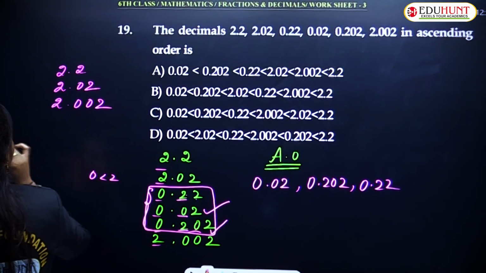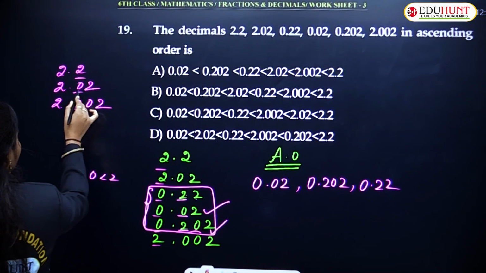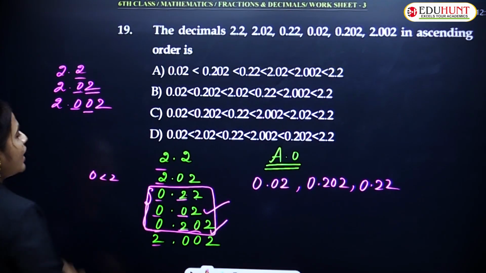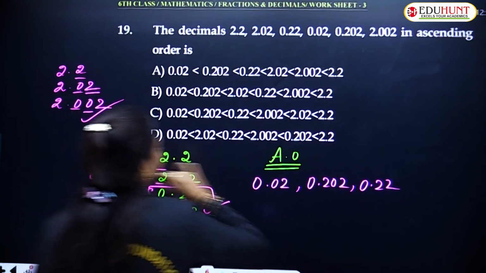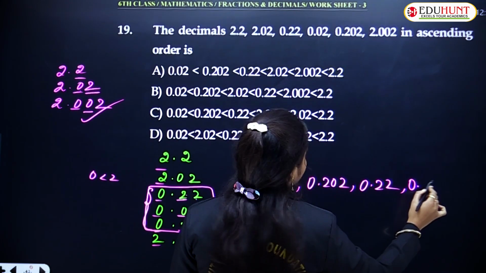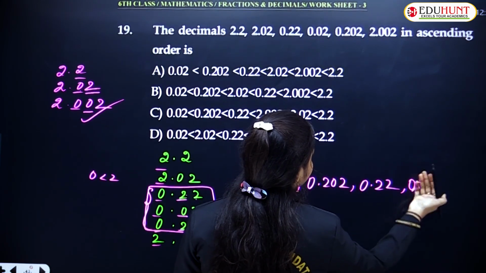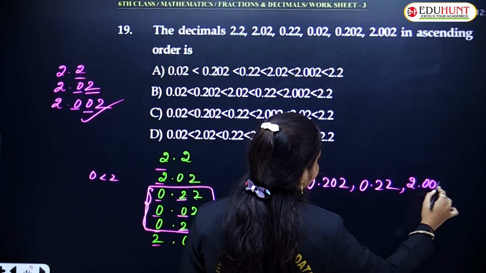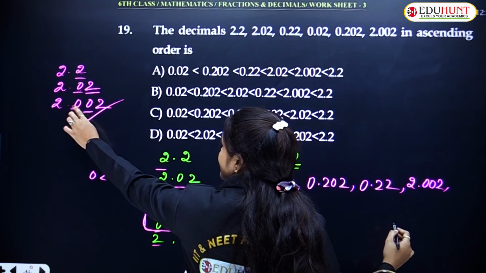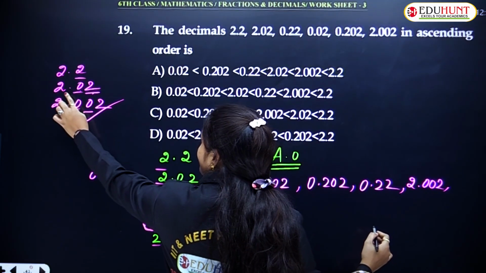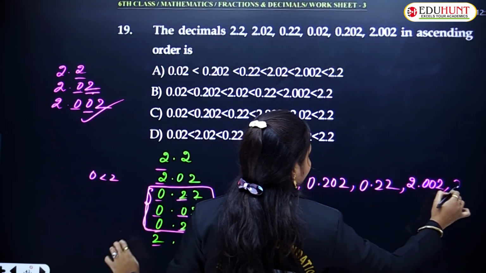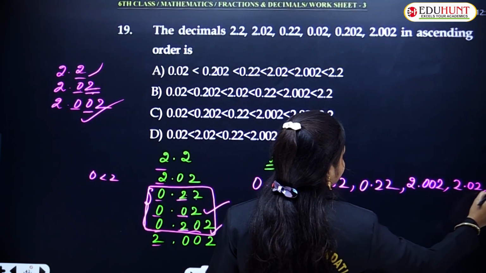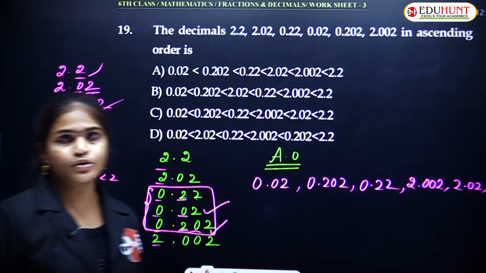While you are checking these 3 numbers here, the smallest among them is 0. Next, for the second digits you have to check 2 and 0 here. So first you have to write 2.002. After that, the next number is 2.02, and finally here 2.2. This is the ascending order.